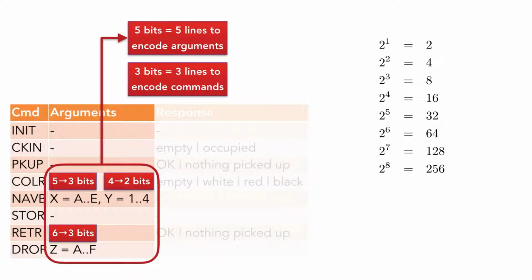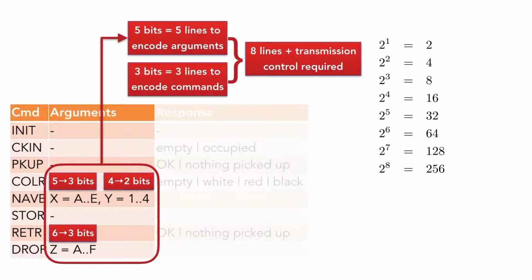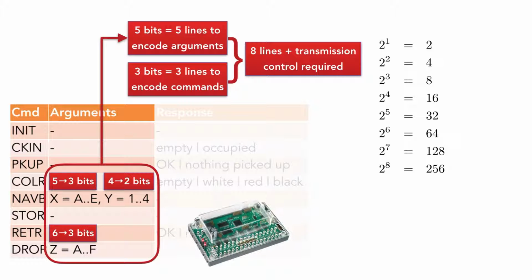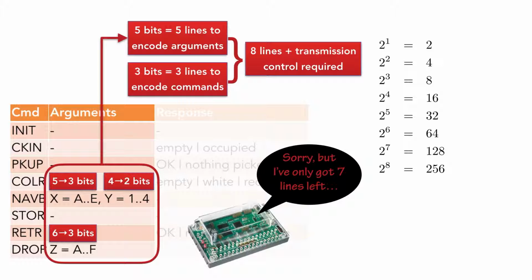Combined with the 3 command bits, we need a total of 8 lines going into the Robo Interface, and we'll also need some additional transmission control lines we'll talk about later on. Sounds good, but taking a closer look at the hardware, after the construction only 7 lines are left that can be used, so we need to come up with a different design.